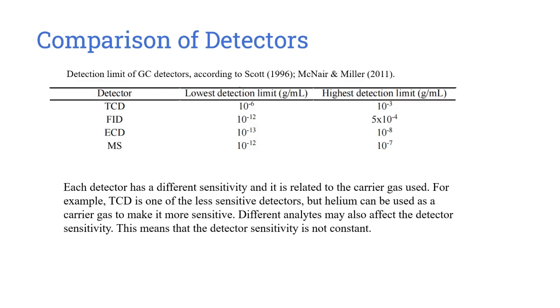Each detector has a different sensitivity, and it is related to the carrier gas used. For example, TCD is one of the less sensitive detectors, but helium can be used as a carrier gas to make it more sensitive. Different analytes may also affect the detector sensitivity. This means the detector sensitivity is not constant.